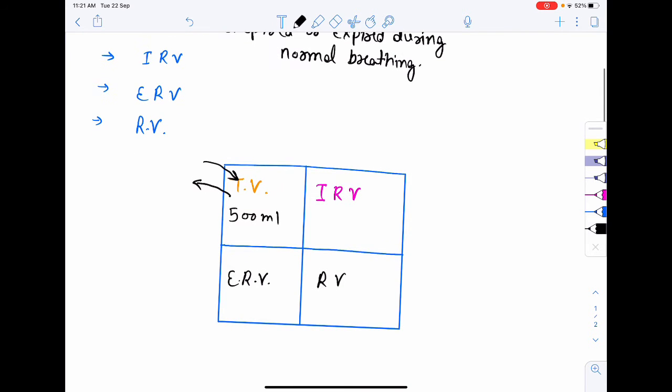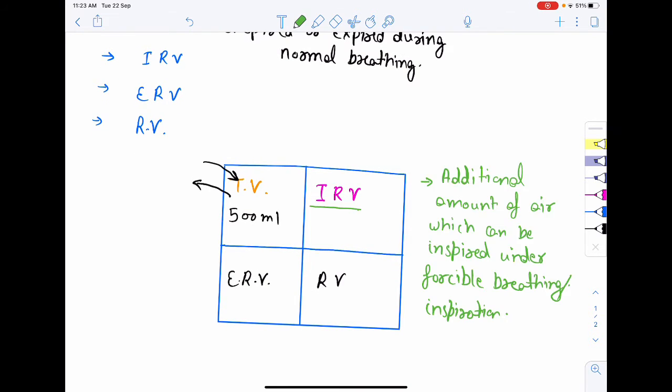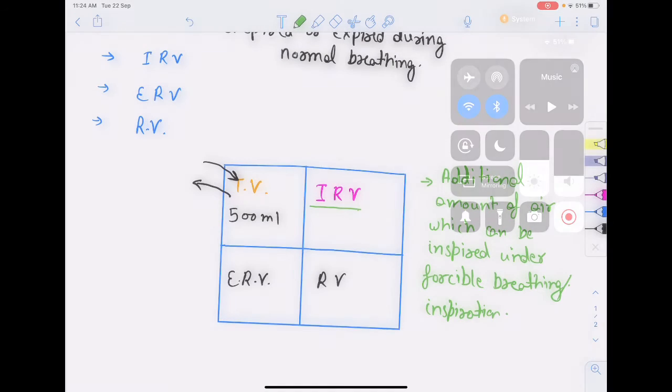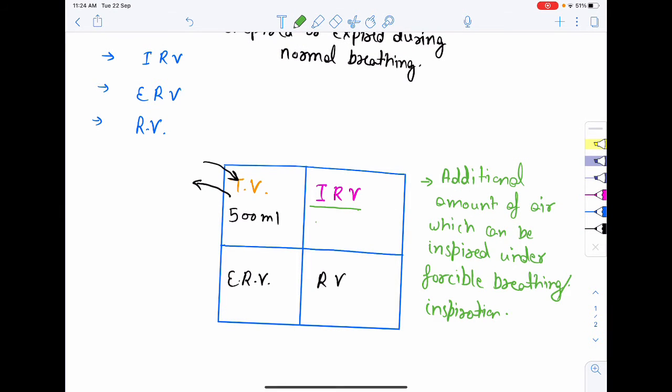Then the next part is inspiratory reserve volume. Inspiratory reserve volume is the additional amount of air which can be inspired. While doing yoga, when you inhale up to maximum capacity, that is your inspiratory reserve volume. Okay, and the value of inspiratory reserve volume is 2500 to 3000 ml. Okay, that is inspiratory reserve volume.